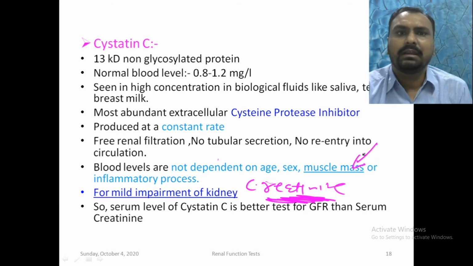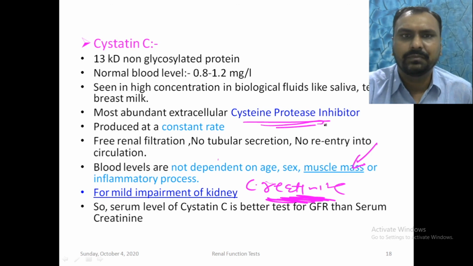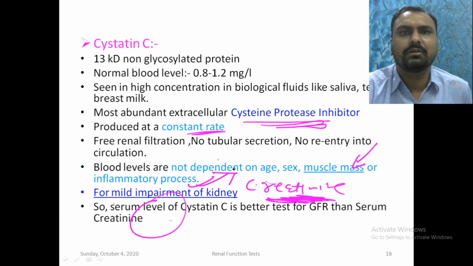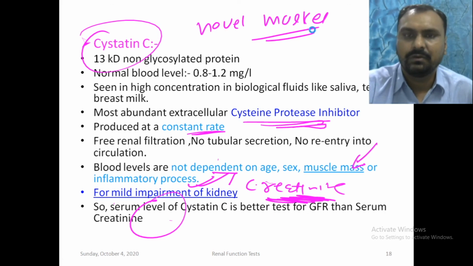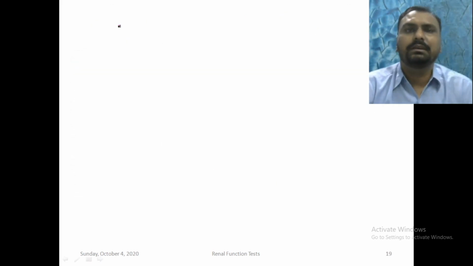And for cystatin C, there is free renal filtration, no tubular secretion, no reabsorption, and it is a cysteine protease inhibitor. So cystatin C is a better indicator for the earliest detection of kidney damage. That is why cystatin C is a novel marker, so it can be asked in exams nowadays. Okay, so this is all about the MCQs in kidney function tests.